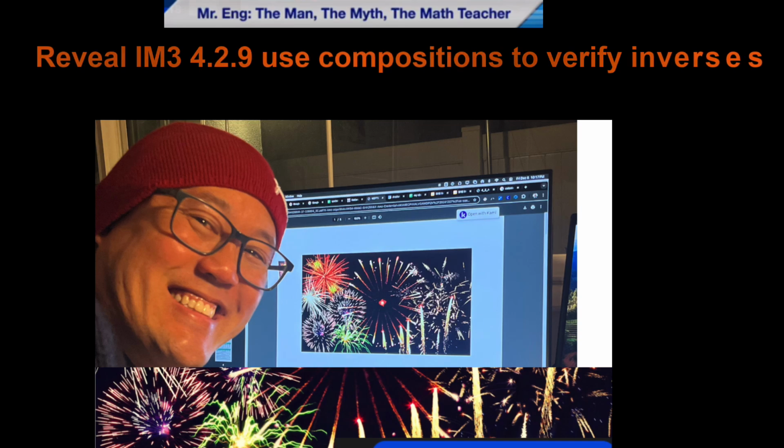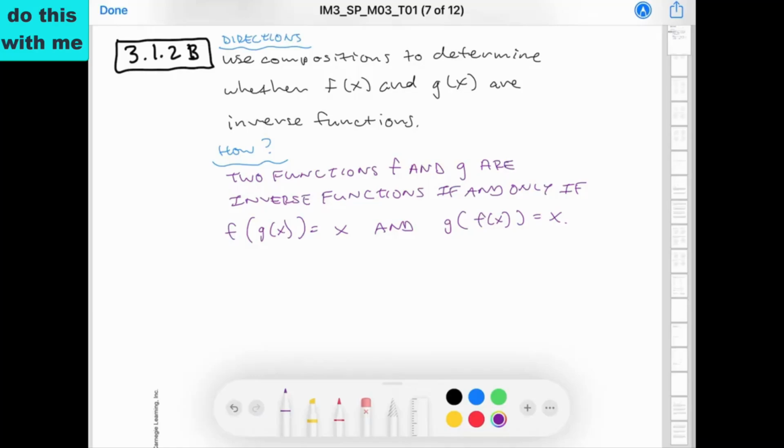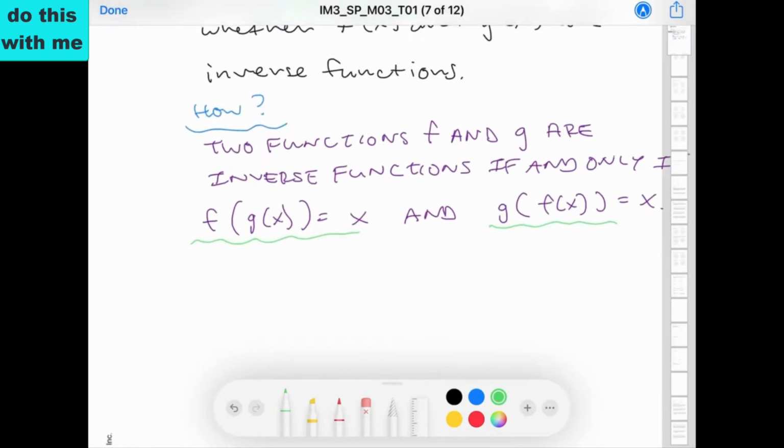I love math. Directions, it'll say use compositions to determine whether f of x and g of x are inverse functions. Well, compositions has a notation that looks like function notation, okay? And how do you do this?